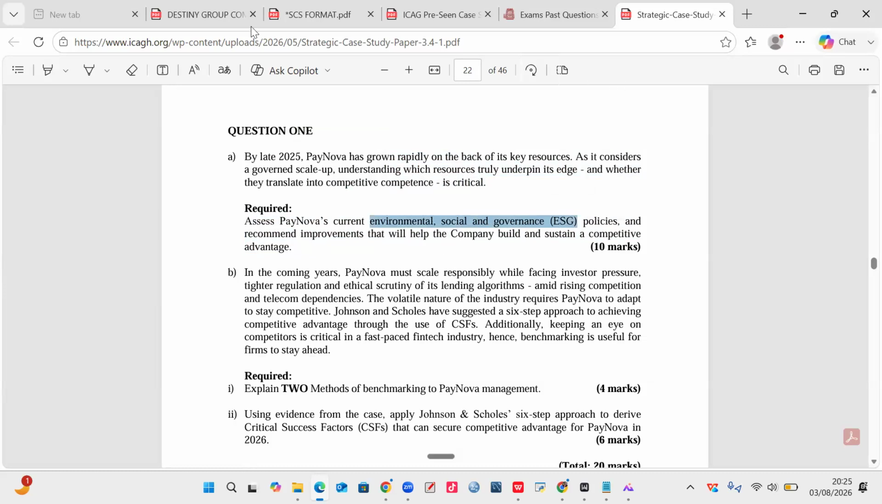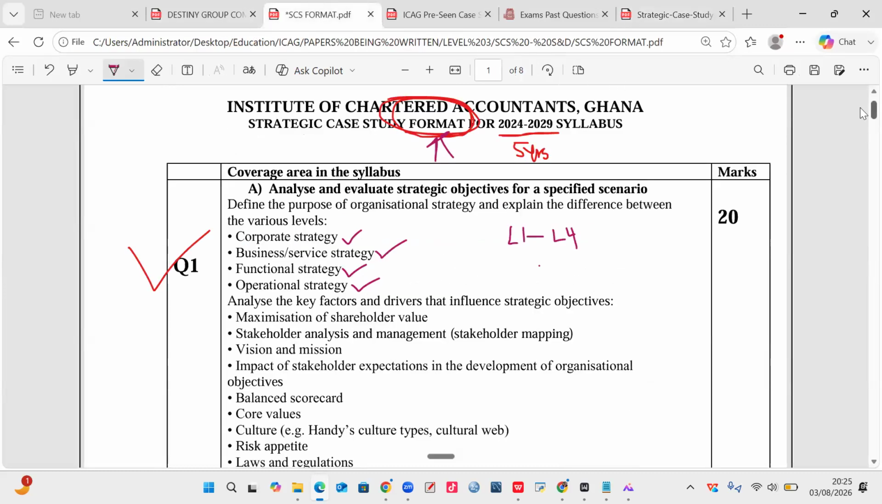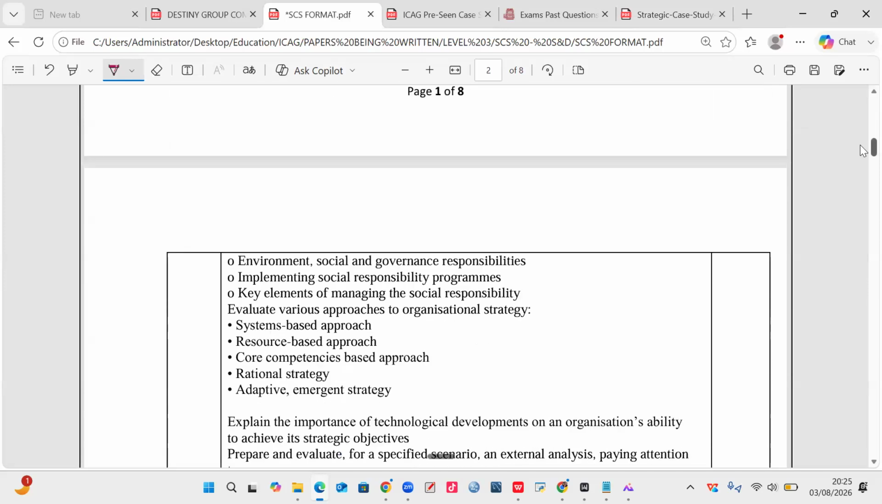So here we are conducting ESG analysis. This ESG analysis is in the format. Question 1 is in the format. ESG is here. Please, have you seen it? Hello. Yes, sir.